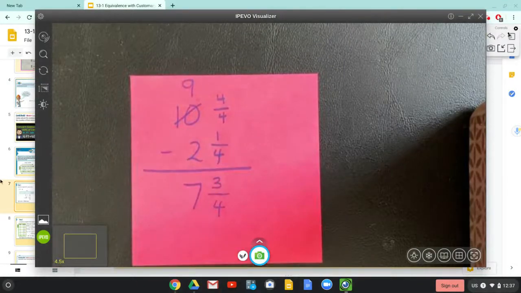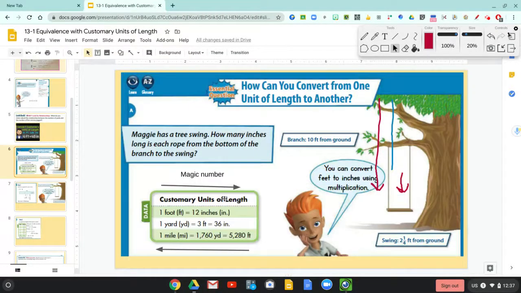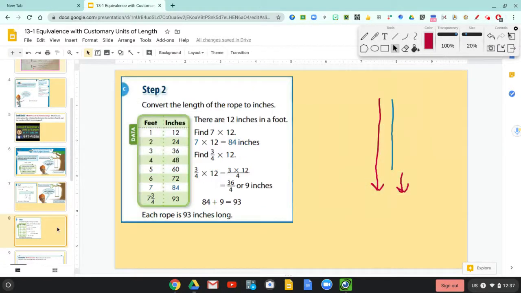So let's go back over here. And you can see here, that's how they got the 7 3/4. So each rope is 7 3/4 feet long. So now you need to change that to inches. Okay, so let's take a look. Let's break this down here. So from our conversion chart, we know that 1 foot is equal to 12 inches.